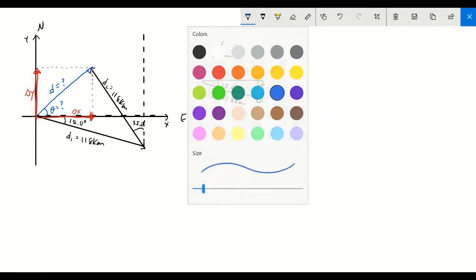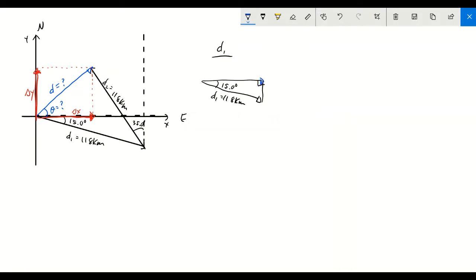We can see that right here, going in this direction, this would be D1's x component, and then going downward here, this would be D1's y component. So what I'll do then is I'll use my trig functions to find out what those are equal to. So D1x, that's the adjacent side, will be equal to D1 times the cosine of my angle. So if I put the numbers in, I've got 118 kilometers times the cosine of our 15-degree angle, and this gives me 114 kilometers.